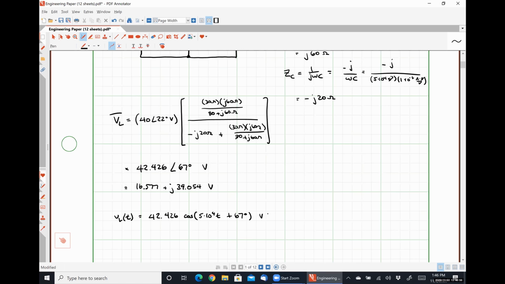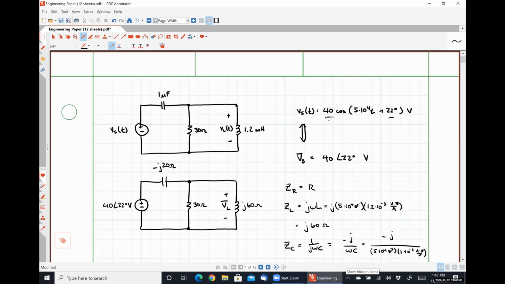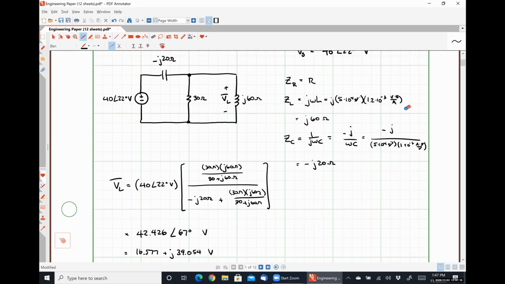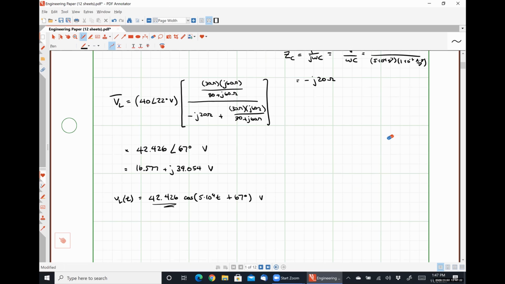Now, some of you may be thinking to yourself, well, gosh, how in the heck did I get a larger voltage? We did voltage division, and this number is larger than our source voltage. We have to realize that these two voltages are considerably out of phase. One has a phase angle of 22 degrees. The other one has a phase angle of 67 degrees. That's where that discrepancy is going to come from, okay?